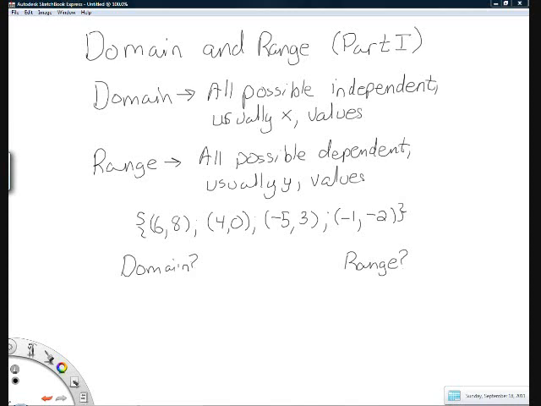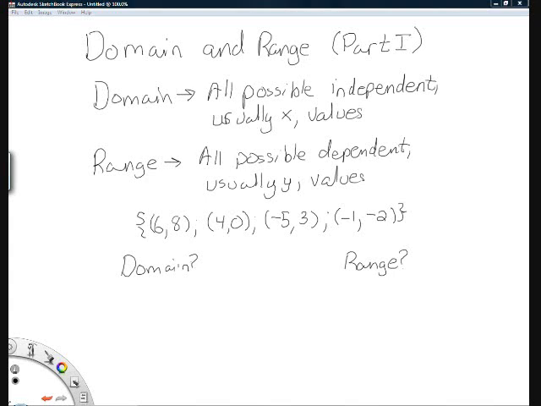Hello, this mini lecture is on domain and range part 1. So first we need to understand what is domain. Domain is all possible independent, usually x values. Range is all possible dependent, which is usually y values.